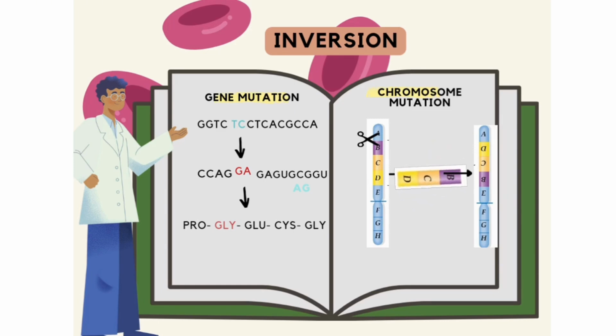Furthermore, an inversion is also a type of chromosomal mutation in which a segment of a chromosome is reversed end to end. This means that the genetic material within the inverted region is flipped 180 degrees, disrupting the normal gene order. Inversions can occur as a result of breaks in the chromosome followed by the reinsertion of the broken segments in the opposite direction. Inversions can have no effect on health, especially if the inversion is balanced.